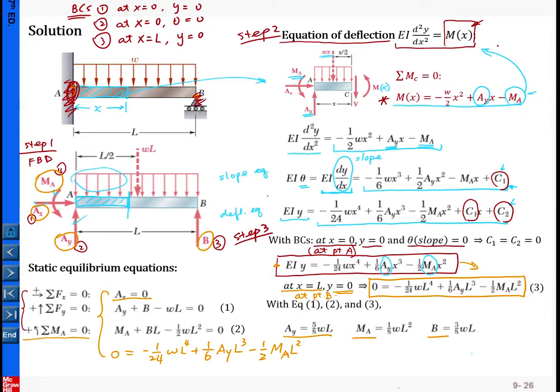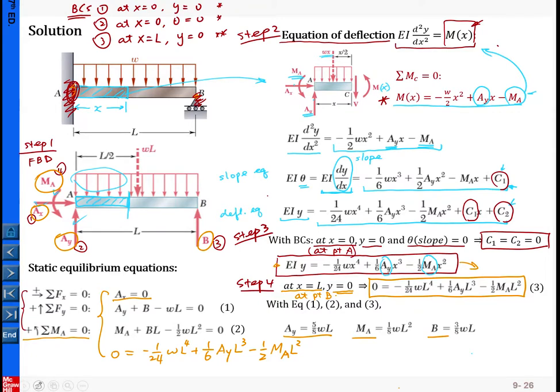Okay, so now again we look at step 3. Step 3 is to apply the boundary conditions to solve for C1 and C2. So for this case we have applied the 2 conditions in step 3, and then step 4 is to apply the remaining one, and that is we apply this one in step 4.